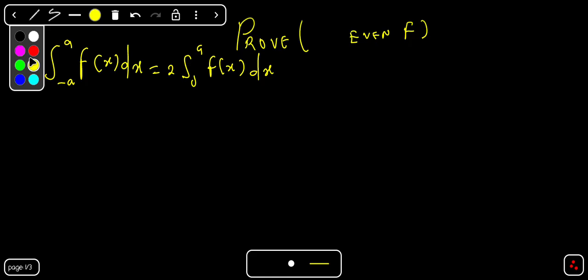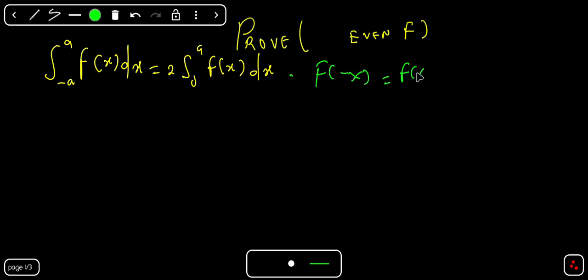So what is an even function? For a function to be even, f of negative x must be equal to f of x, for all x. So for an even function, f of negative x must be equal to f of x.